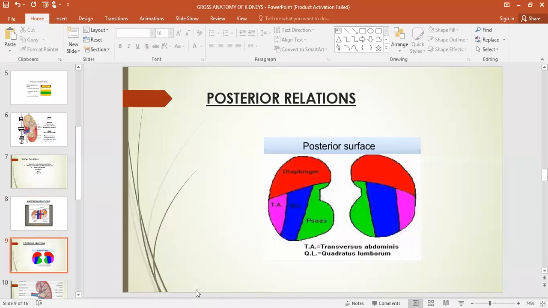These are the posterior relations. Posterior relations are posteriorly the diaphragm, and the muscles. Muscles are transversus abdominis, psoas muscles, quadratus lumborum. Okay. And posteriorly lie the diaphragm, costodiaphragmatic recess of the pleura, and these muscles. The subcostal nerve, and the ilioinguinal and iliohypogastric nerves lie on the lateral side of the kidneys. Okay.